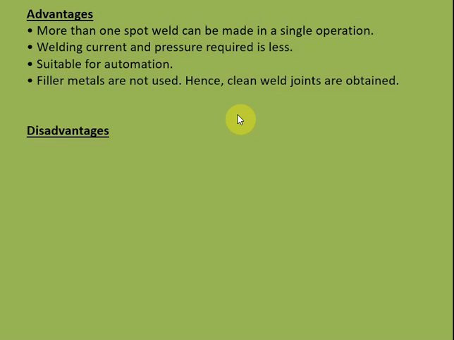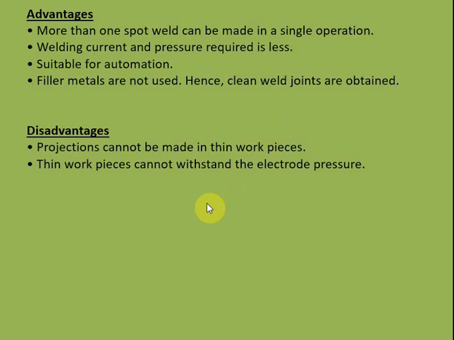Now we'll see what the disadvantages are. Projection welding cannot be done on thin workpieces. Why? Because if we make the projections or embossment in a thin workpiece, once it gets melted, that melted portion or heat zone will propagate to the upper surface also. So the entire sheet or workpiece will be affected by the welding process, and a thin workpiece cannot withstand the electrode pressure also.